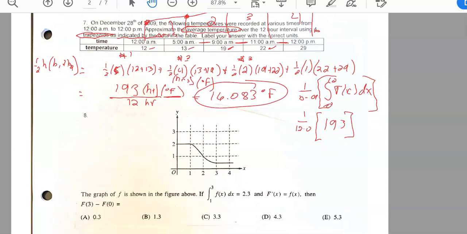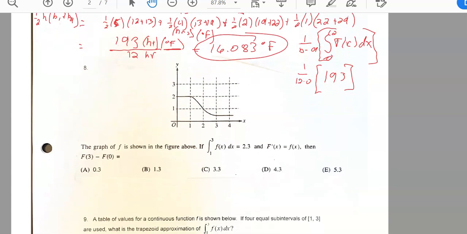Okay? All right, number 8, the graph above is the graph of f. If I integrate f from 1 to 3, so I'm just reading this here, if I go from 1 to 3 and integrate that, it gives me 2.3. So we want to know, integration is area. So when we calculate the area underneath this curve from 1 to 3 in here, we know this has an area of 2.3. Okay? From here to here.